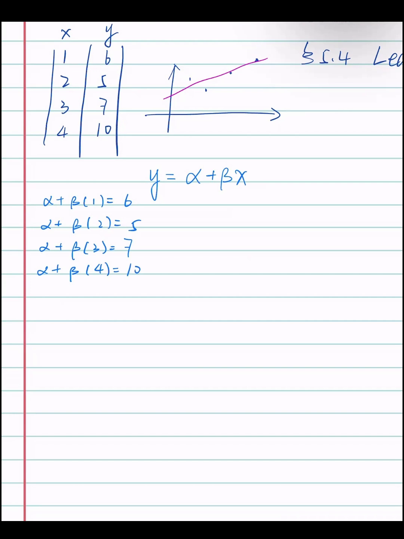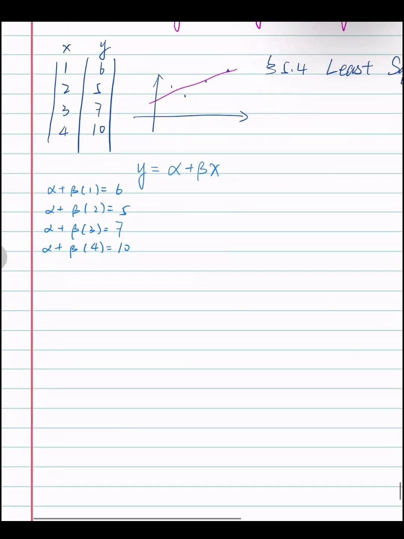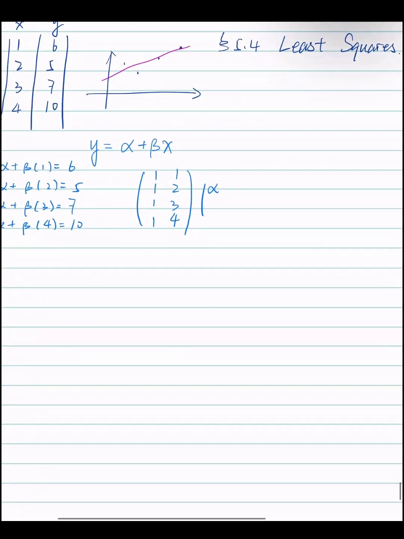So we plug in the x and y. And then, given these four equations, we can write a matrix multiplication equation. So the alphas are all ones. So I have 4 ones. And then when we multiply by the unknown vector, the first one is alpha. And for beta, they are 1, 2, 3, 4. And this will equal our y values 6, 5, 7, 10.